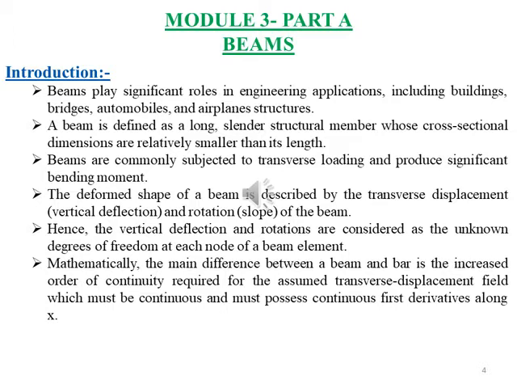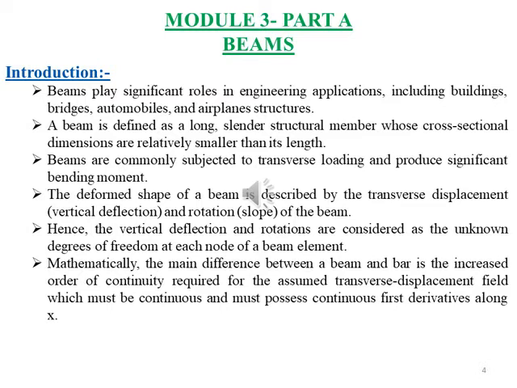The deformed shape of a beam is described by transverse displacement, that is vertical deflection, and rotation. Transverse displacement is considered as vertical deflection and rotation of a beam is considered as the slope of the beam. So the vertical deflection and rotation are the two unknown degrees of freedom at each node of the beam element.